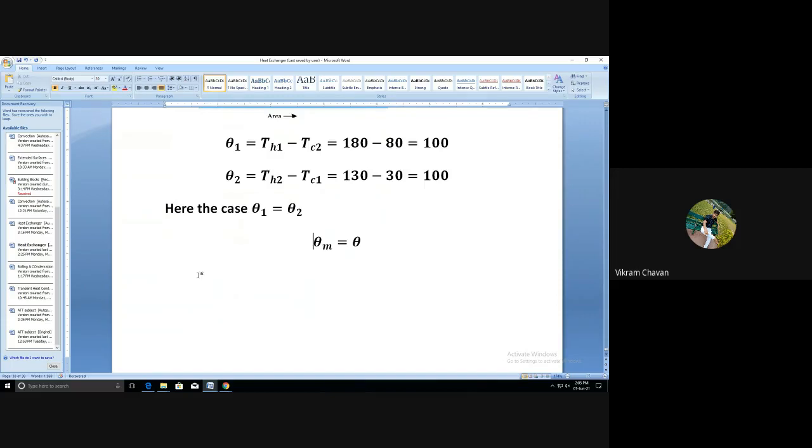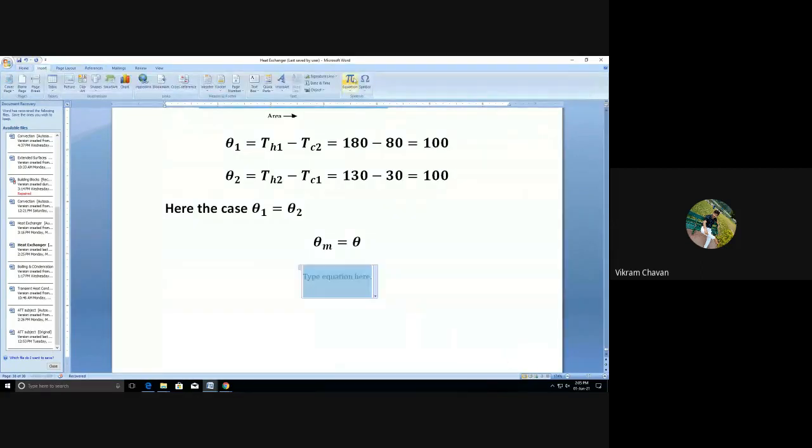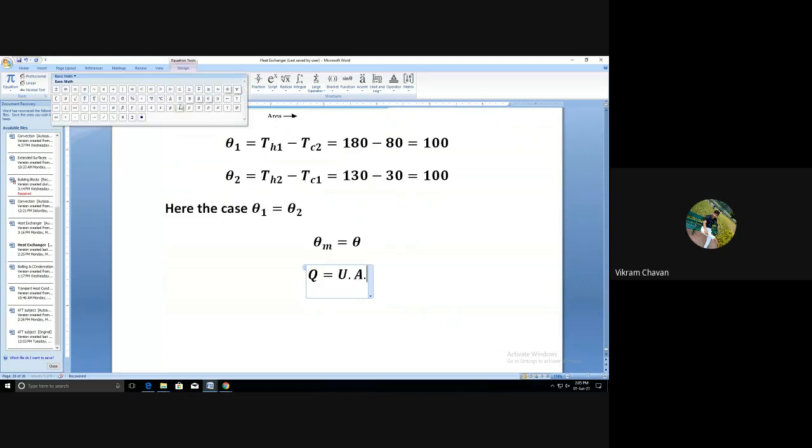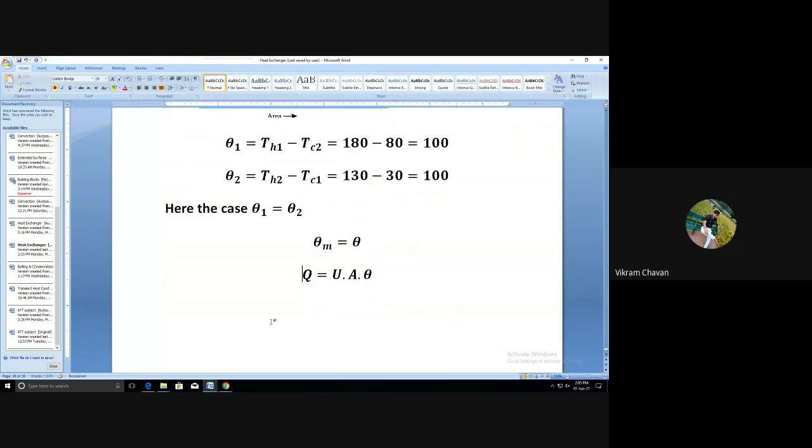So then our equation, Q will be equal to U multiply by A multiply by theta only. Q is equal to U multiply by A multiply by theta only. Now we can calculate this Q by using the energy balance equation.